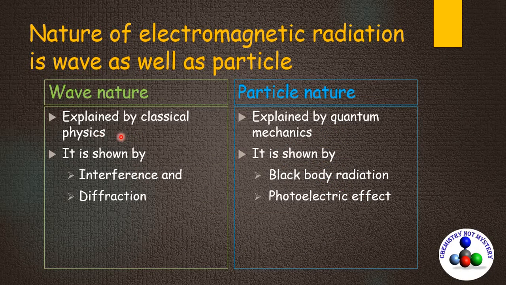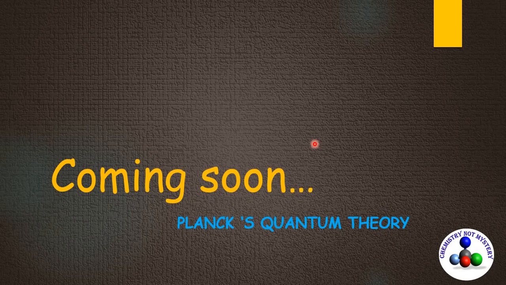The particle nature of electromagnetic radiation is shown by black body radiation or photoelectric effect. But the particle nature of electromagnetic radiation cannot be explained by classical physics. It can only be explained by quantum mechanics, that is based on Planck's quantum theory. And in the coming video, I will explain the Planck's quantum theory.